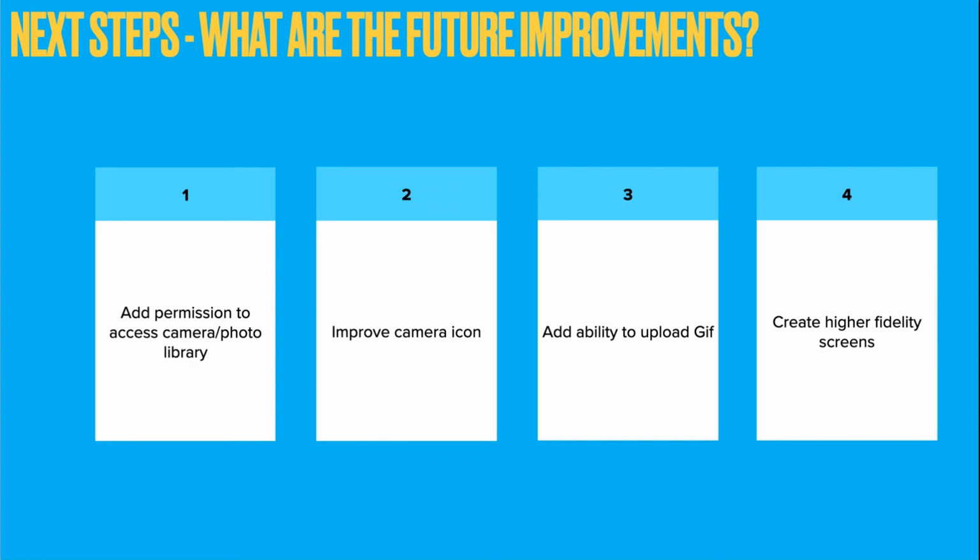So what are the future improvements? 1, we will add permission prompts to access camera, photo, and library. Users were startled the application automatically had access to their photo library without warning, which can totally affect their trust. So we think this will be a huge improvement. 2, improve the camera icon. 3, add ability to upload a GIF file to flashcards. And 4, we're going to create higher fidelity screens after further testing.